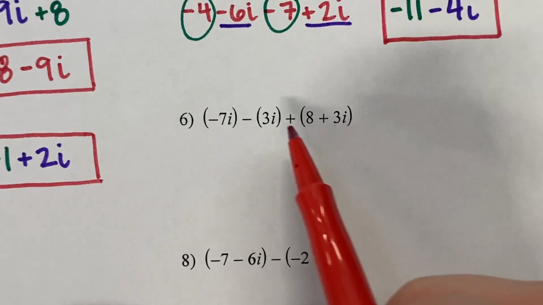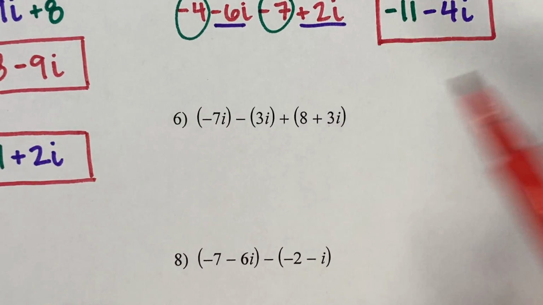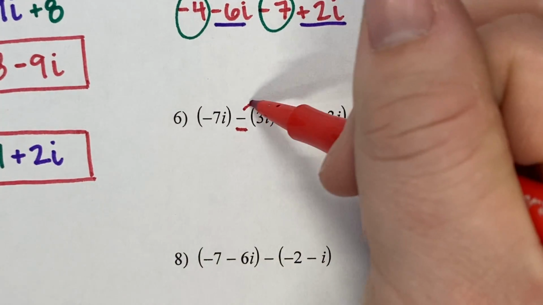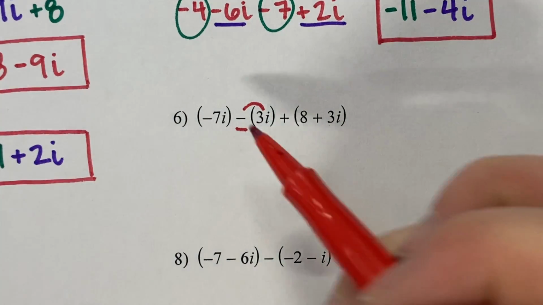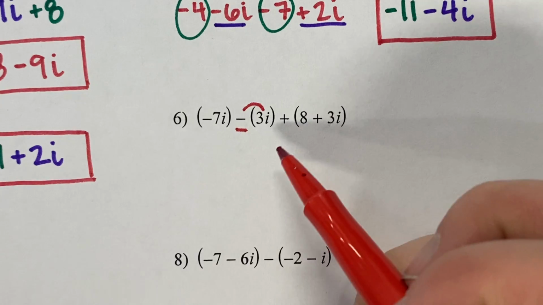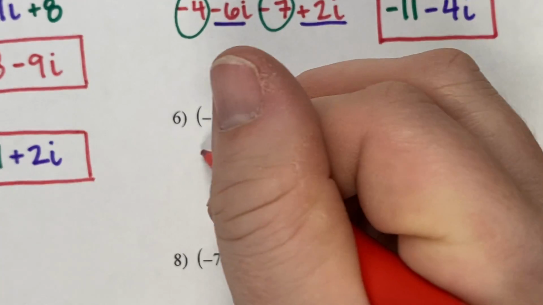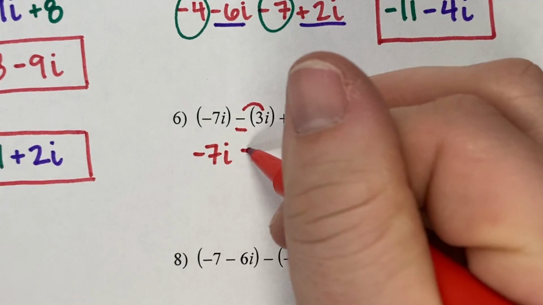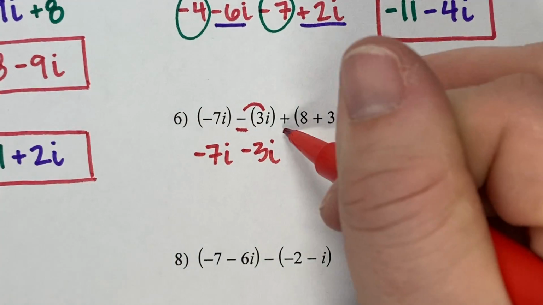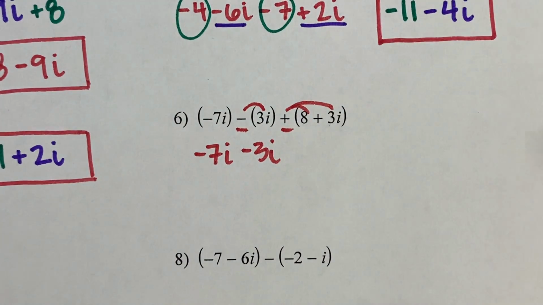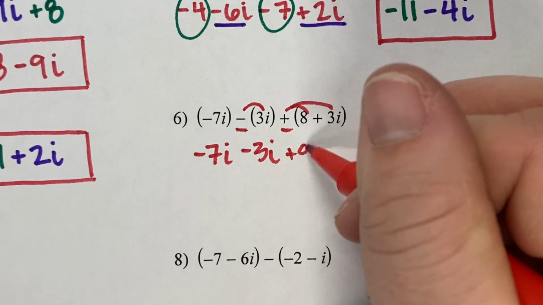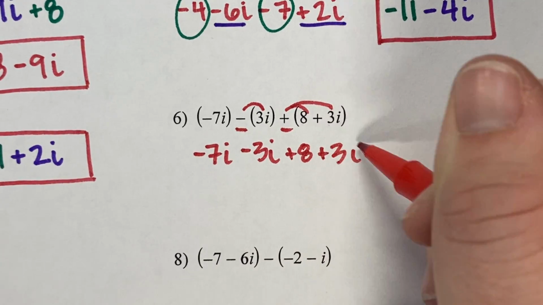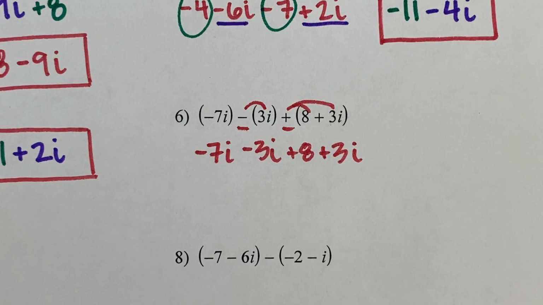Okay. Let's look at number 6. So these guys look a little weird. We have 2 parentheses here, and this negative that comes before this 3i simply turns that into a negative 3i. So this guy stays the same, so we have negative 7i in front. That turns into negative 3i, and then the addition sign keeps those signs the same, so then plus 8 plus 3i. And now I can just simplify by combining like terms.